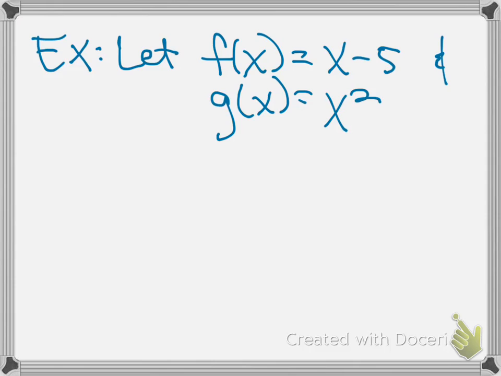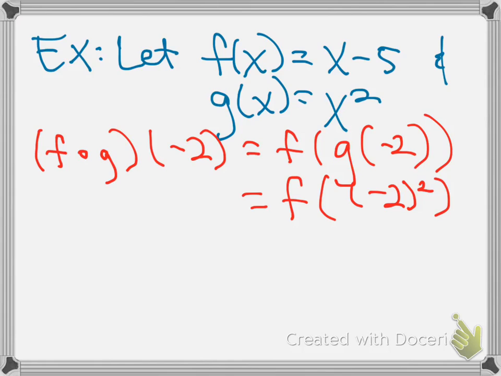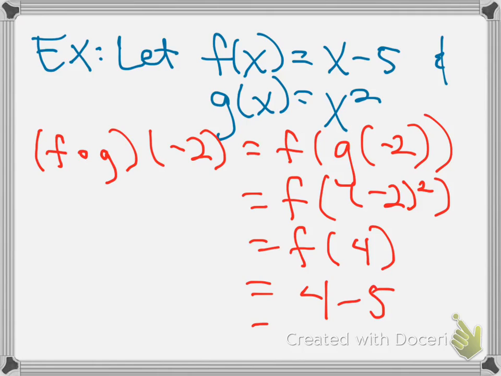Now let's say that we wanted to evaluate f of g of -2, just to show you one more time that composition of functions is not commutative. So this is f of g of -2. So that means we plug -2 into g first. So that means we're doing -2 squared. -2 squared is, of course, 4. So that means we need to evaluate f of 4. And if I plug 4 in for f, that means we're evaluating 4 minus 5, which is -1.